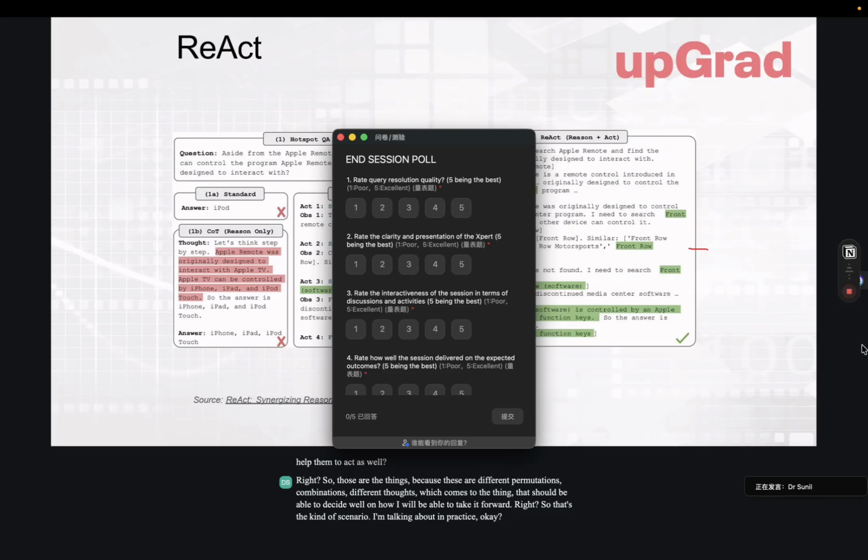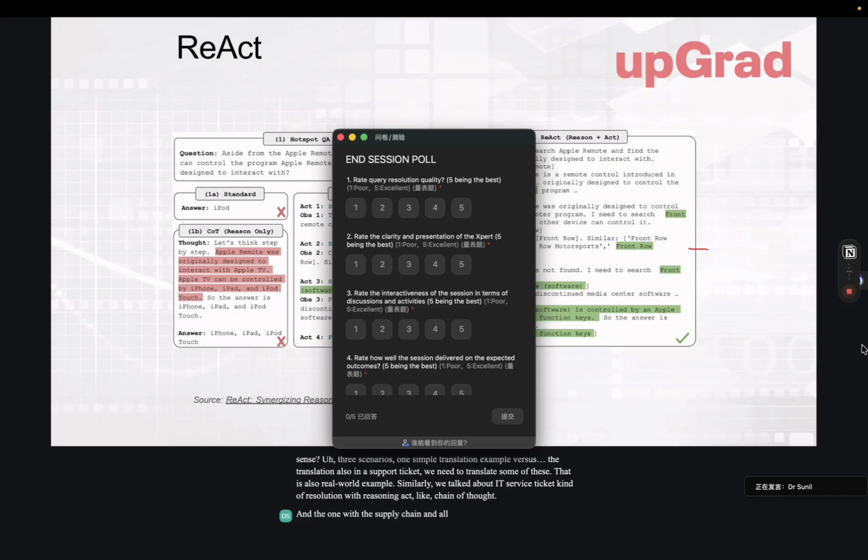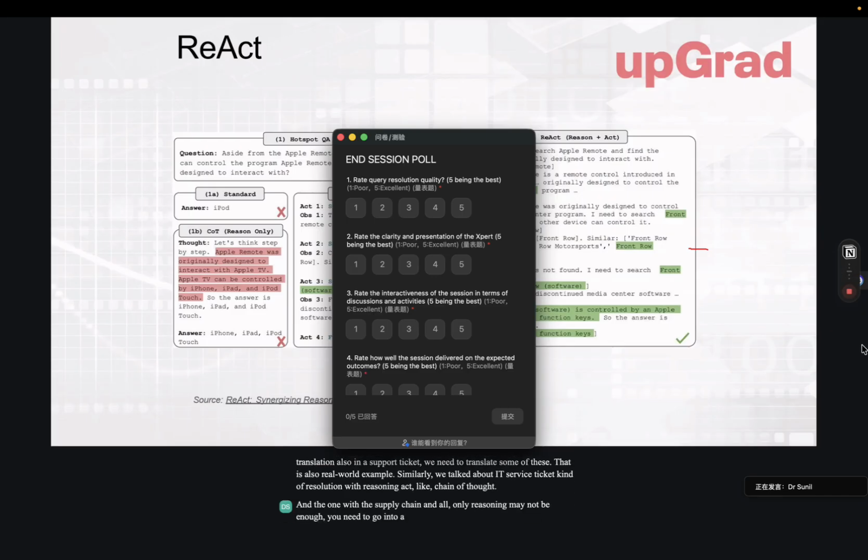Okay, so does it make sense? Three scenarios: one simple translation example, versus the translation also in the support tickets. We need to translate some of these. That is also a real world example. Similarly, we talked about IT service ticket resolution with reasoning, like chain of thought, and the one with the supply chain, where only reasoning may not be enough. You need to go into a ReAct kind. That's the kind of progressive examples I can give.